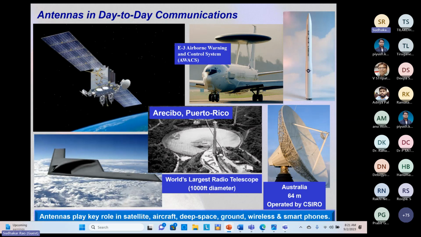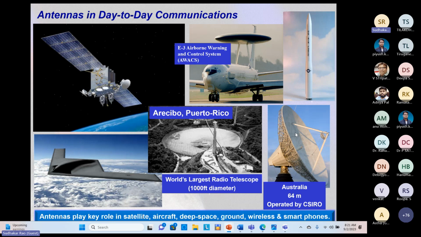On the top middle, you see the E3 airborne warning and control system, AWACS, whose antenna is a phased array. It works at 10 gigahertz. It's a slotted array. You can see it's mounted on a modified Boeing 707 aircraft. This is to give early warning to ground stations in case of any attack or any other penetration into the US or any other US controlled areas.